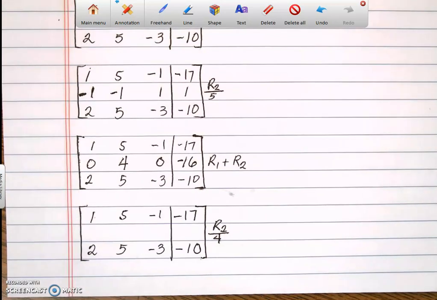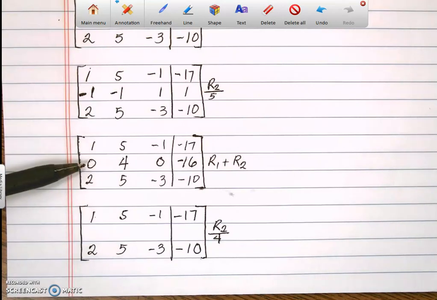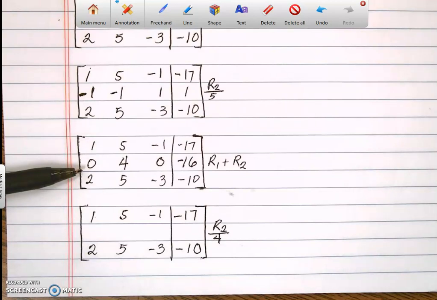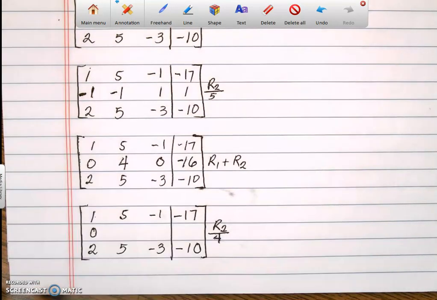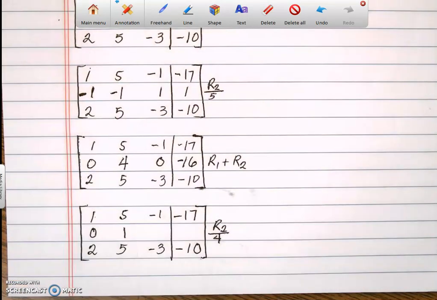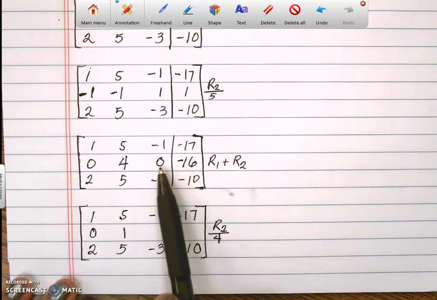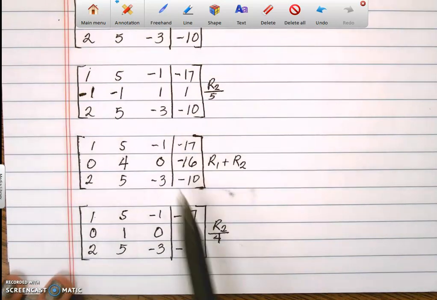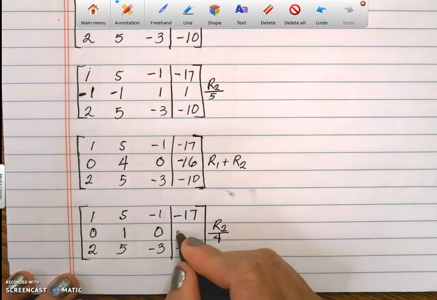All right. So now let's go to row 2, and we will divide it by 4. You know that 0 divided by 4 is 0 still, right? So that's a 0. 4 divided by 4 is a 1, which is what we want to happen. Again, 0 divided by 4 is 0. Negative 16 divided by 4 is a negative 4.